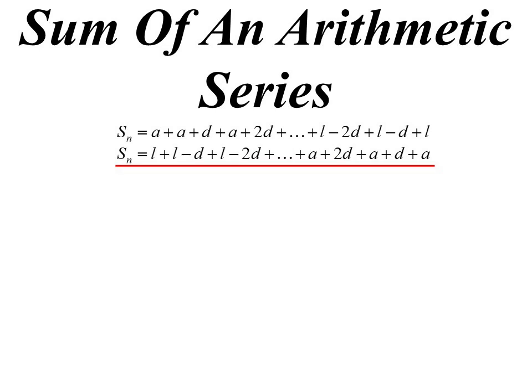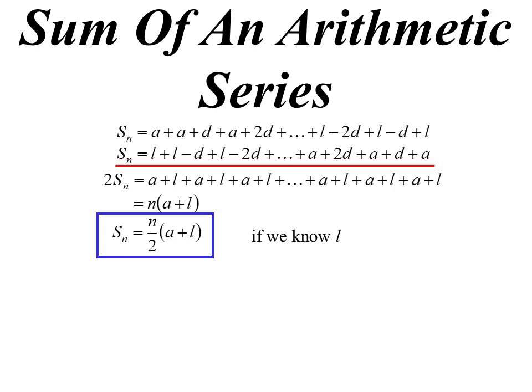Why do that? Well, I've created some simultaneous equations now. If I add these two things together, all of those plus d's and minus d's, plus 2d's, minus 2d's, and so on, cancel. And I'm just left with a plus l, a plus l, a plus l, a plus l. So every single term is a plus l. How many of them do we have? Well, there were n terms. So I've got n lots of a plus l. Remember, this is a simultaneous equation, so I've got two lots of sum to n. Divide both sides by 2, we get a formula. n on 2, a plus l, which is great if we know the last term.